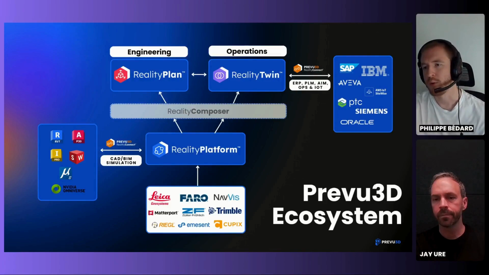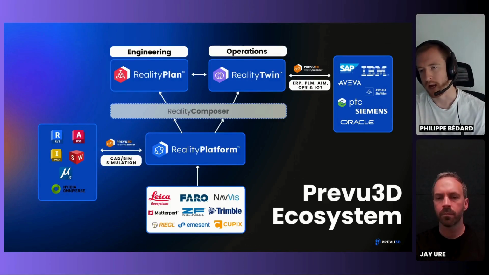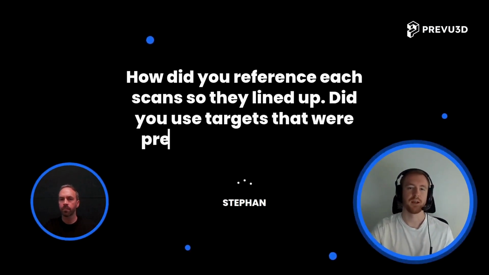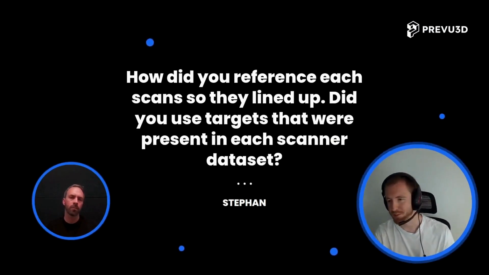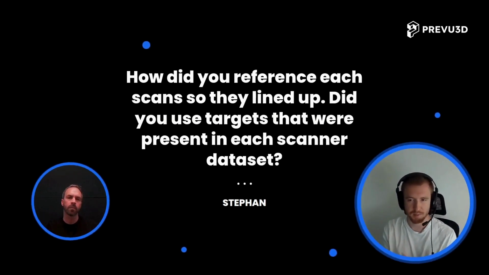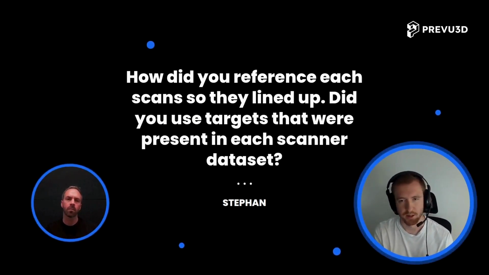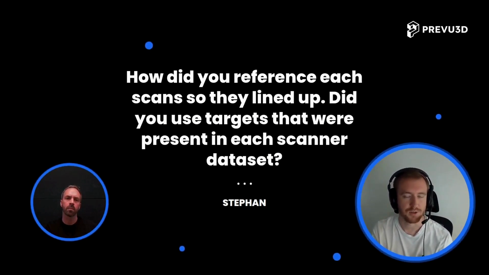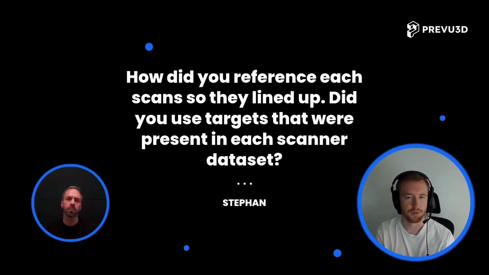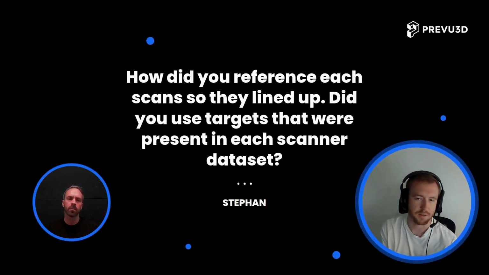Yep. I will put a question over here. There are a lot of questions in the chat regarding the alignment component. One question is from Stefan, but I saw in the chat that other people have similar questions regarding control points and all that. How did you align your scans to each other so they lined up? Did you use targets, where they're registering each other's scans?